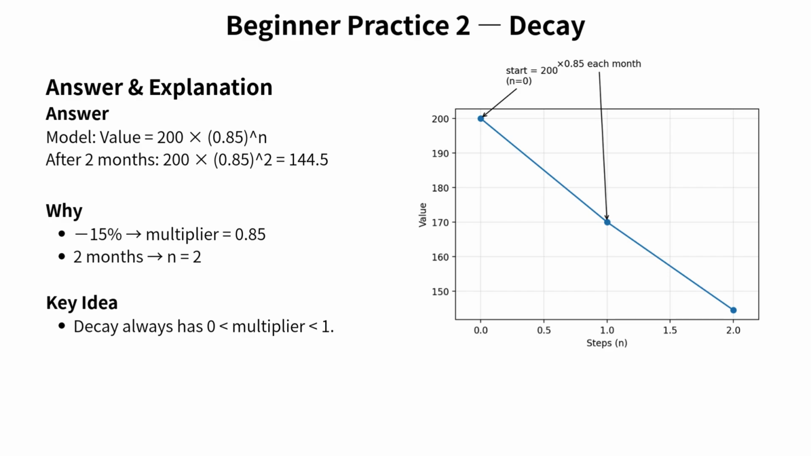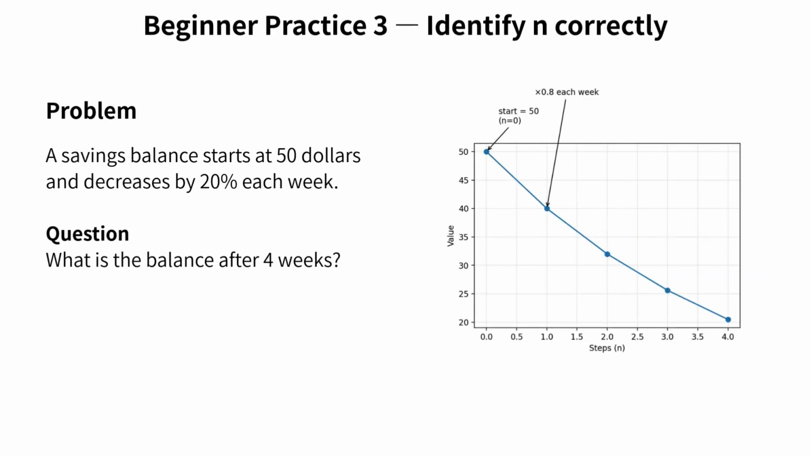Notice the quick check. Since the multiplier is less than 1, the value must go down. That helps you catch mistakes fast. Here's one more beginner problem, focused on n. The balance starts at 50 and decreases by 20% each week. Find the balance after 4 weeks.